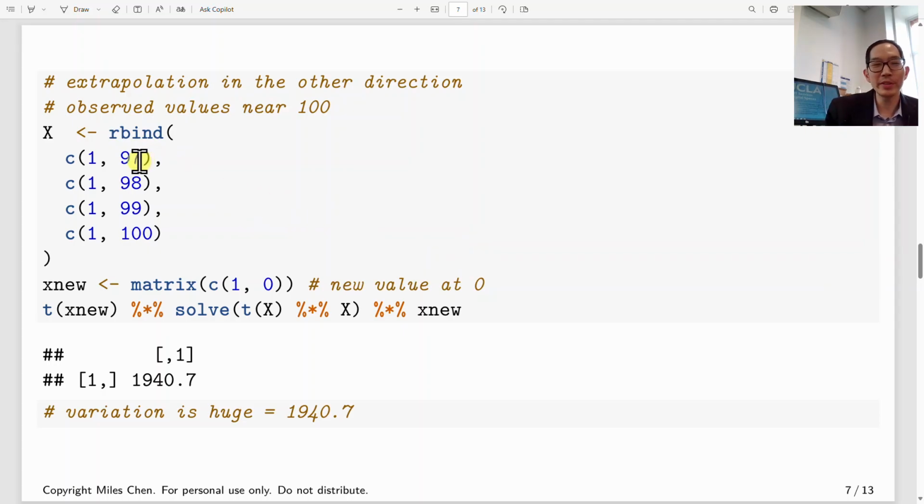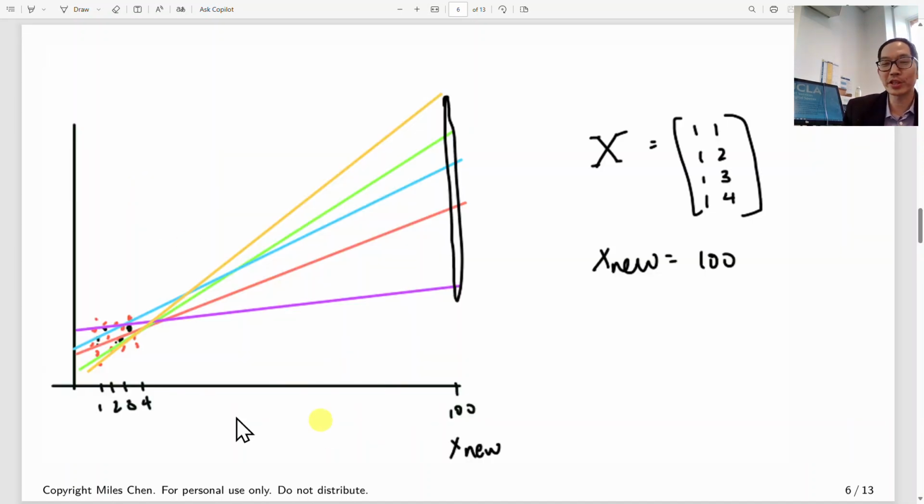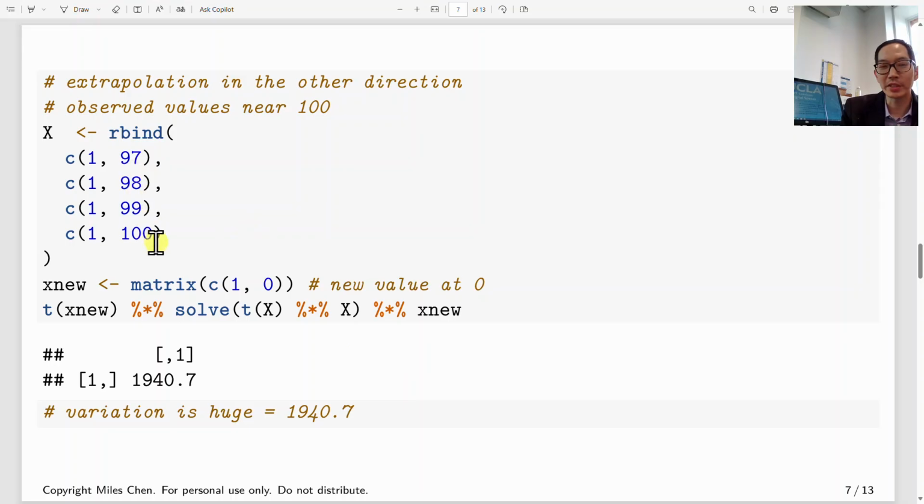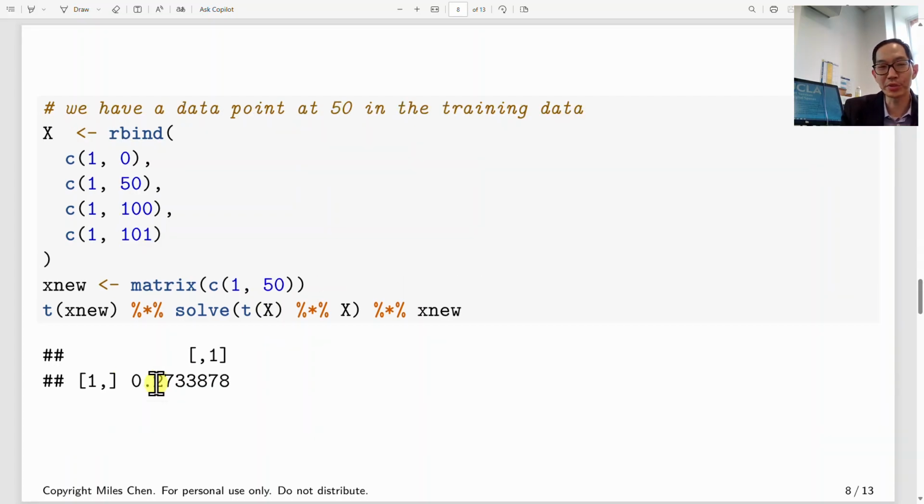If you do the same kind of thing, and you have x is 97, 98, 99, 100, and you're extrapolating now in the opposite direction, where your prediction's at 0, you still have a huge amount of variation here. I don't think I drew that one, okay? But it's just the flip side, right? If I extrapolate in the other direction, where my observations are 97, 98, 99, 100, but we're plugging in our new value around 0, that variation is also huge, okay?